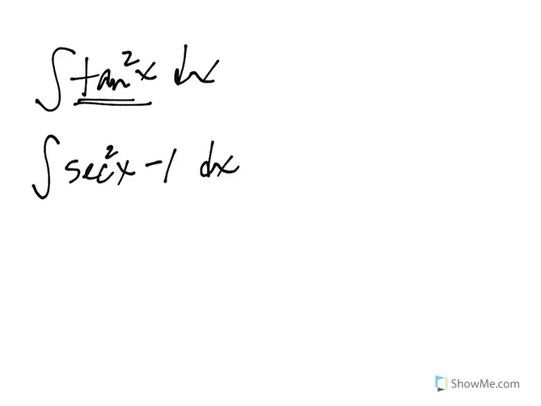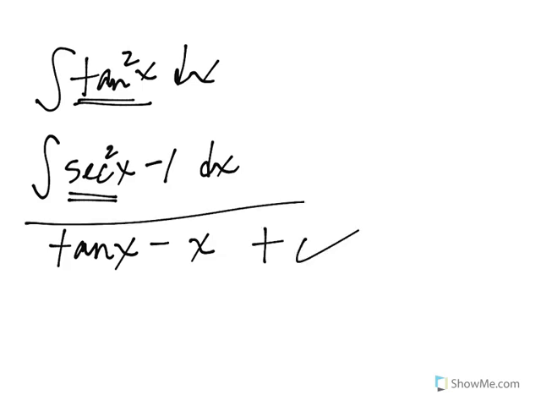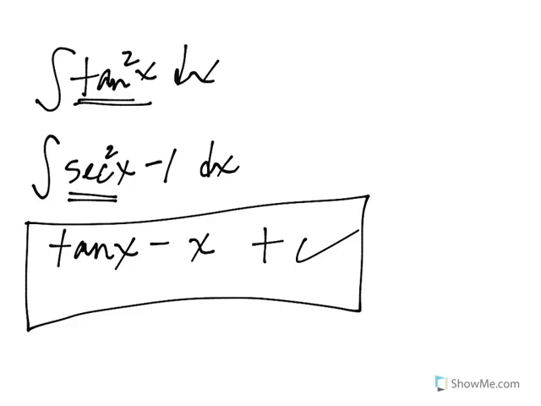And what I'm going to do now is anti-differentiate, or integrate, each one of them. The integral of the secant squared is the tangent of x, and the integral of 1 is the function that has a slope of 1, which is x, plus c. And that is the final answer.